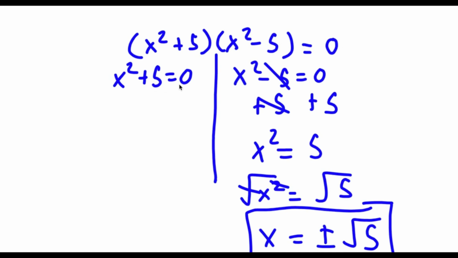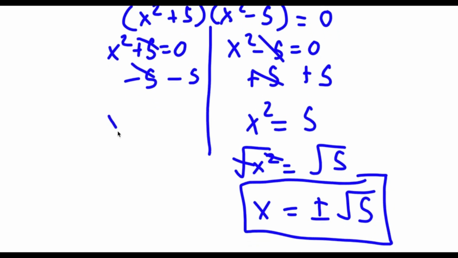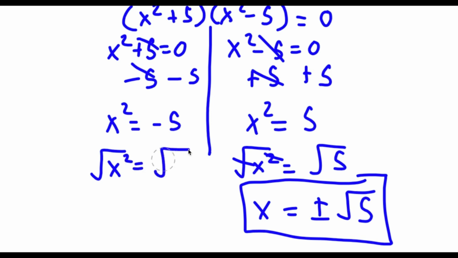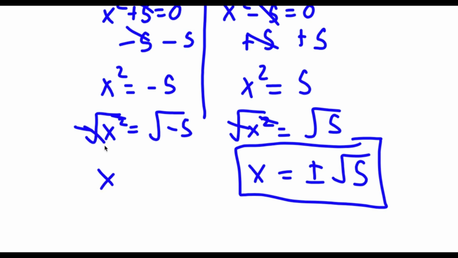Now I'm going to go ahead and do x squared plus 5 equals 0. To solve this, I'm going to first subtract 5 on both sides. So these two cancel out, and now I have x squared is equal to negative 5. Now I'm going to take the square root on both sides again. So now I have the square root of x squared is the square root of negative 5. Remember, the square root of x squared is simply x, which is equal to positive or negative square root of negative 5.